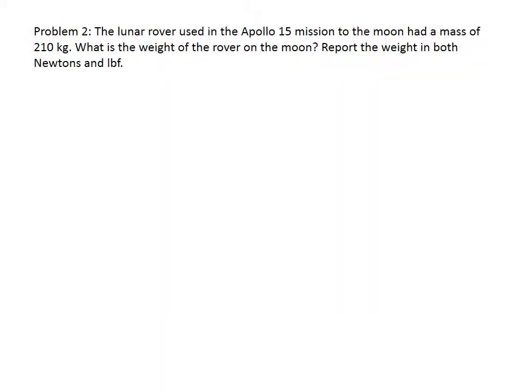Problem 2 asks us to calculate the weight of the lunar rover used in the Apollo 15 mission, which has a mass of 210 kilograms. And we're to report the weight in both units of newtons and pounds force. When we calculate the weight, we need the acceleration of gravity, and on the moon it's significantly different than that on Earth, so we need to find out what is the gravitational constant for the moon. A little research will tell us that its acceleration of gravity is 1.622 meters per second squared.